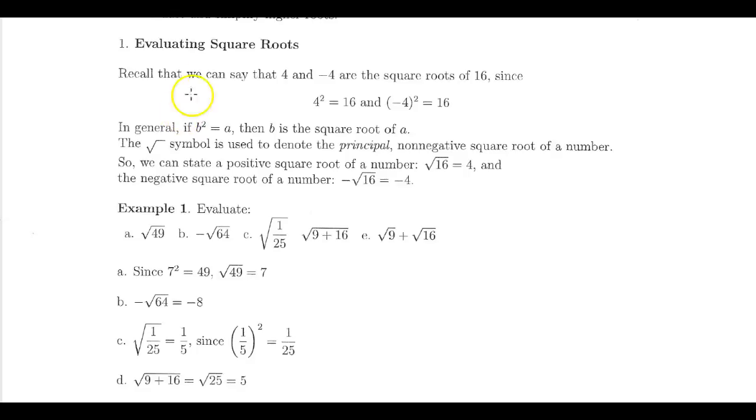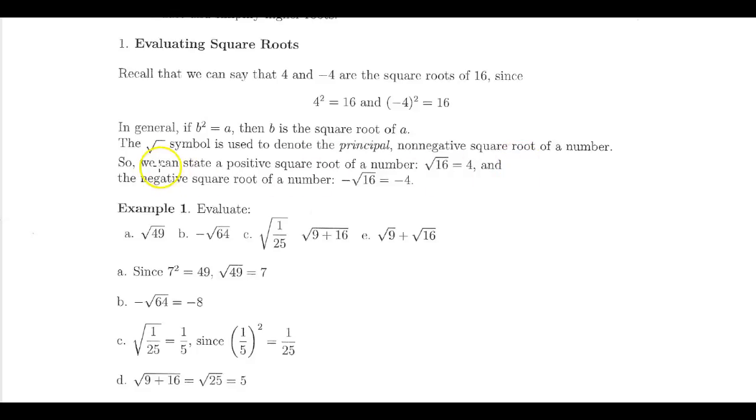So one thing we can say is that 4 and -4 are square roots of 16, because if I take 4 times 4, we get 16, and if we take -4 times -4, we also get 16. So if some number b squared is equal to a, then b is called the square root of a, and we use this square root symbol or radical to denote what's called the principal non-negative square root of a number.